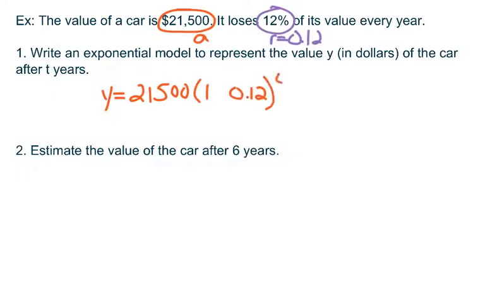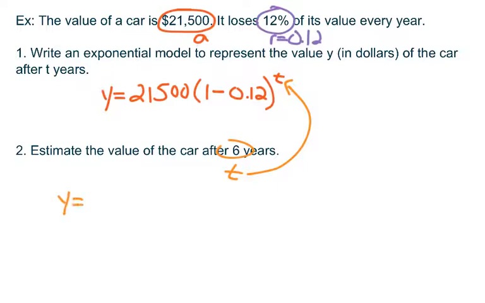to the t power. Now this one's a little bit different because we are losing value every year, and cars definitely lose value every year. 12% is probably pretty accurate, actually. So if we're decreasing in value, we're going to use minus this time instead of plus. The first two examples we used plus because we were growing. In this example, we're using minus because we're losing value. We're decreasing the value of the car as time goes on. So now question number 2, estimate the value of the car after 6 years. We can plug in 6 for our time right in there, and we'll get our answer.